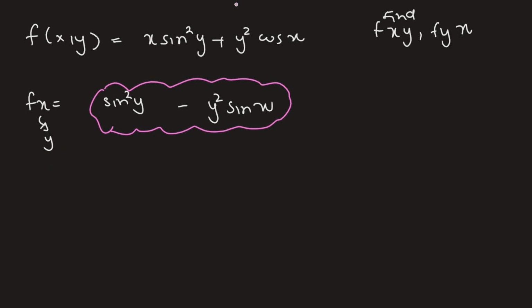For f of x of y, we know x is a constant and we're differentiating f of x with respect to y. If you don't know that it's a chain rule, you can write it like this: sine y squared, because this will help you identify that it's a chain rule, since a function to the power of squared is a chain rule. Now you have to differentiate this with respect to y.